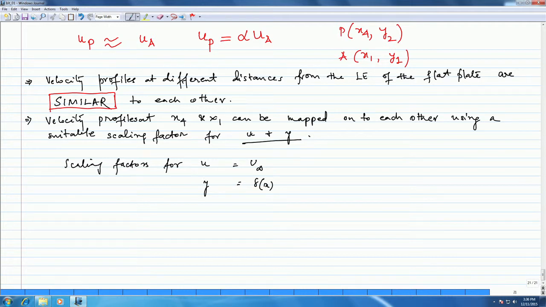Basically, we are trying to solve the equations, right. Now, therefore, we will define this variable eta, which is y by delta x. We are also going to define u by u infinity, and that is going to be a function of eta, and this is independent of x.